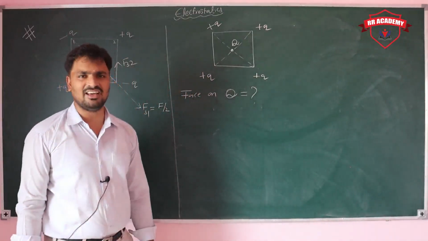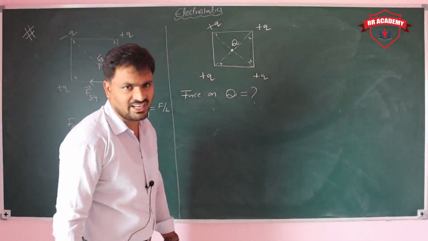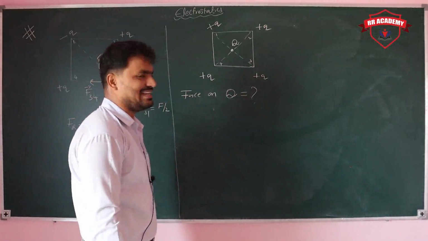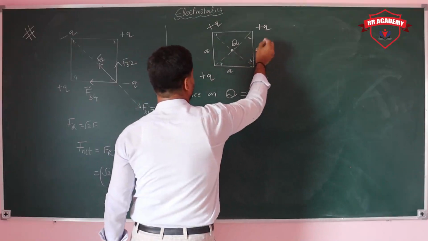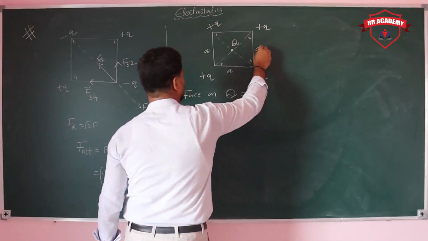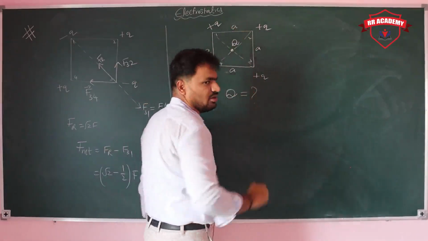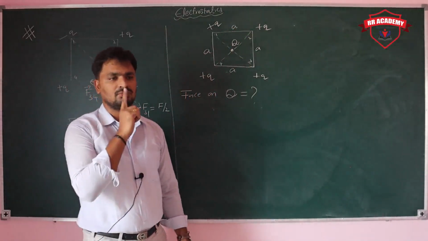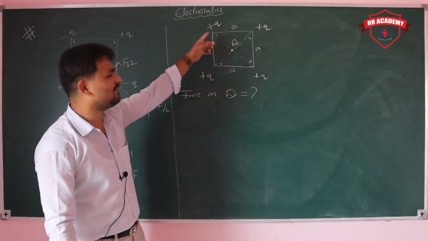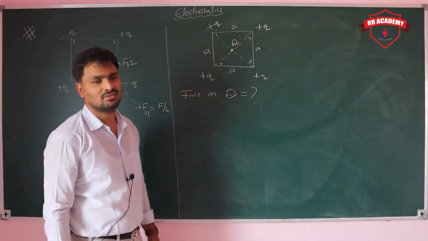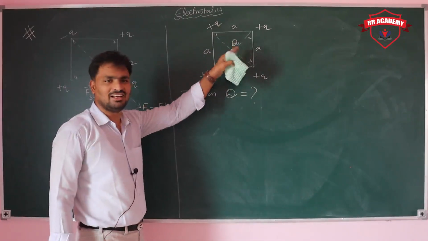See here, how many charges are there? 4 charges, 1, 2, 3, 4. All are at the same distance. For example, if we decide this is a, this is also a, this is also a, and this is also a only. Tell me, what is the formula for this? Okay, see here, what is the force on q by the remaining charges?